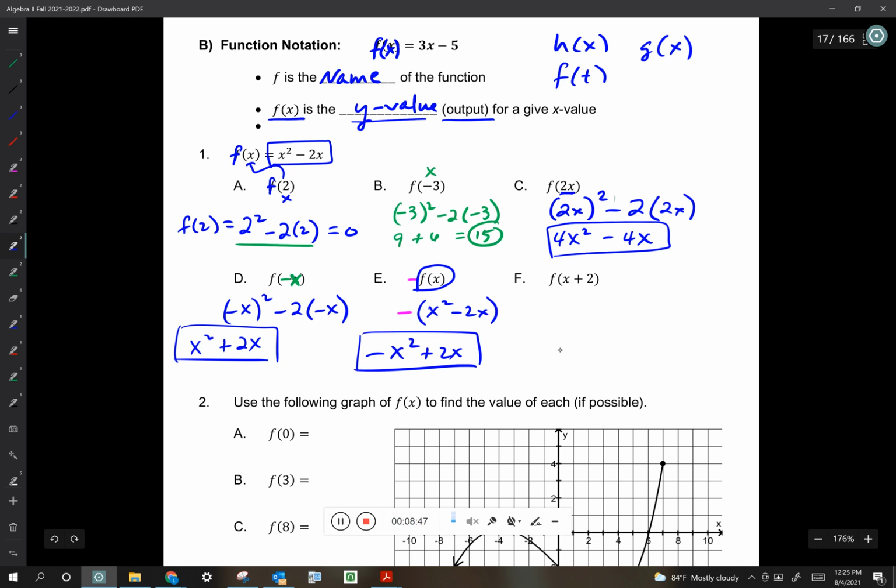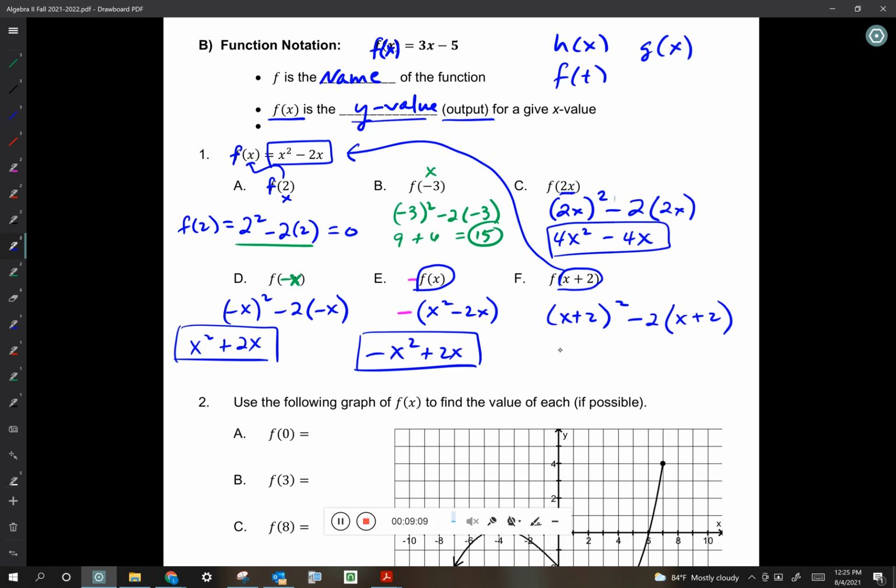Okay, letter F, does that mean add 2 to the entire f of x? No, that means put this parenthesis up here everywhere you see an x. So it's going to be the parenthesis squared minus 2 times the parenthesis. And again, if you want to do the algebra to multiply that out, that's great. But what I have written there right now, that's the most important part.